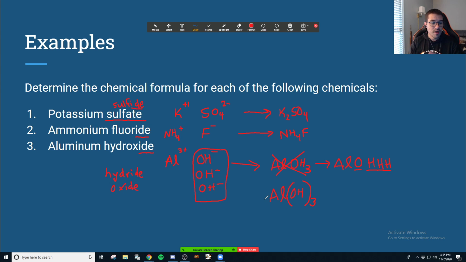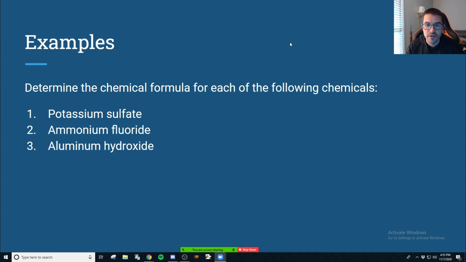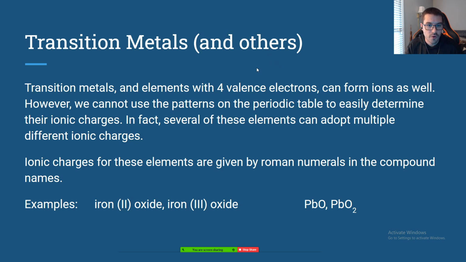Okay, so I think that's a pretty comprehensive list of examples that show you all the different possible quirks and weird things that you may run into when working with polyatomic ions. Okay, let's move on to the next subject here, which is transition metals. Like I mentioned before, those are the elements in the middle section of the periodic table. The transition metals break some of the rules.